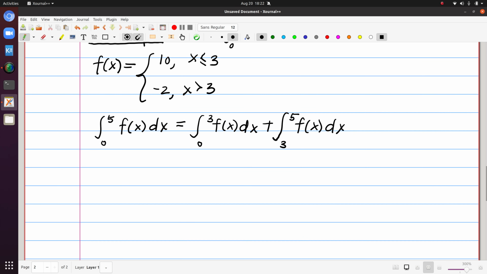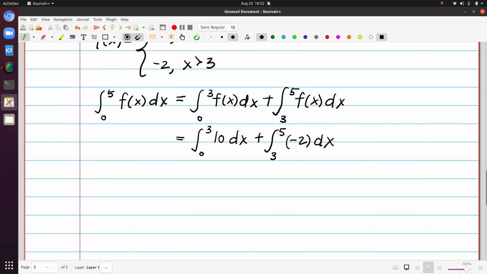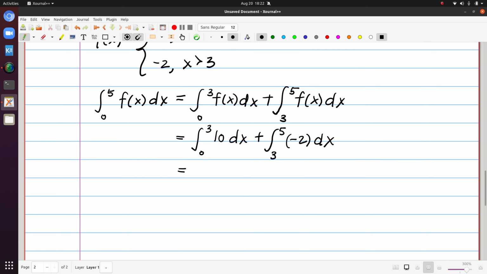And once I've broken it up in that way, when we're looking at the interval 0 to 3, f of x is defined to be 10 there. But as soon as I get from 3 to 5, f of x is defined to be minus 2. Again, I have the integral of constants, so I have 10 times the length of my interval plus negative 2 times the length of my interval. I get 30 minus 4, or 26.